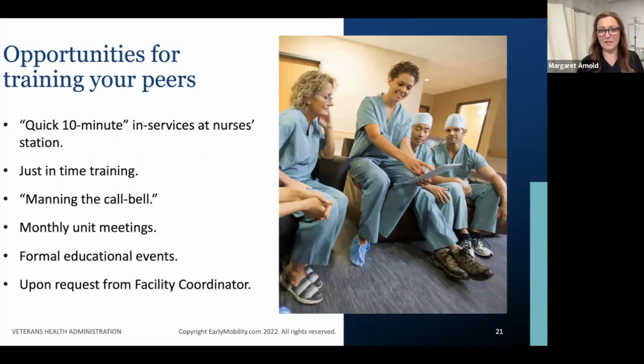Man the call bell. When you hear boosting help in room such and such, bathroom help in another room, help to bring in the appropriate equipment and show your teammates, your co-workers, how to do those tasks safely. Go to your monthly unit meetings, hold monthly unit meetings, and take a piece of equipment in. Ask for 5 minutes of your monthly unit meeting from your unit manager, and review a piece of equipment that is not being utilized or that staff are not comfortable with. And then upon request from your facility coordinator.